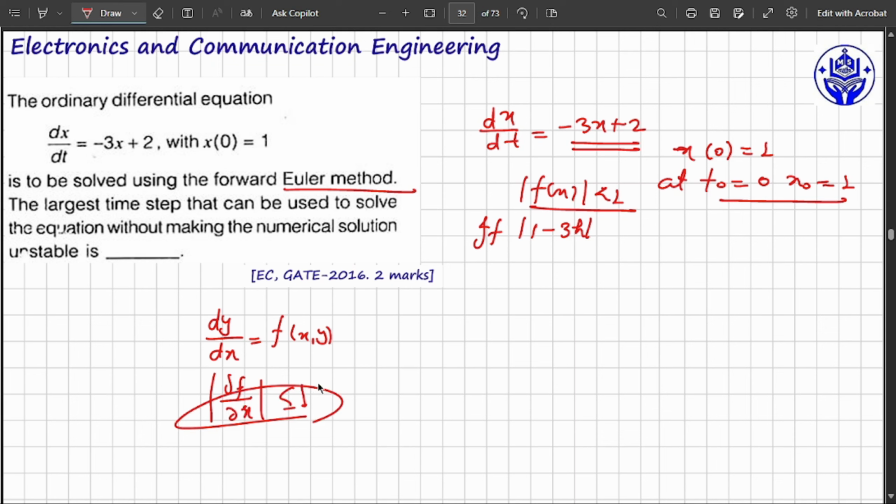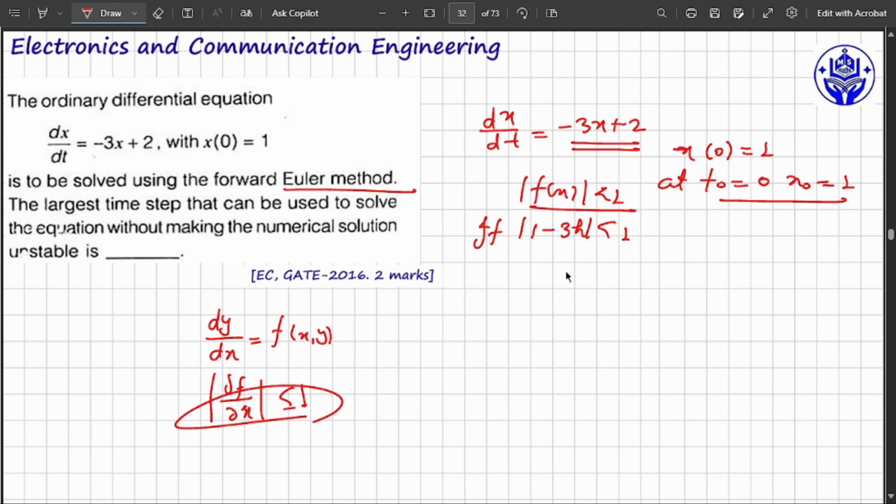If my partial derivative will be greater than 1, it means it will be unstable. So it is a function, and I can put x equal to h, it should be less than 1. Now in this case I can just remove the mod, I can subtract 1 from this.